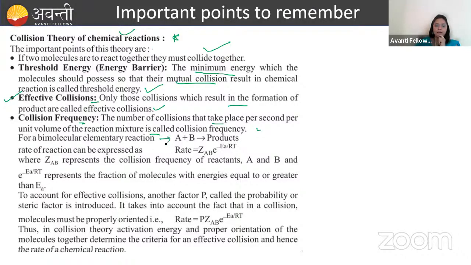Consider this simple reaction, when an A molecule and a B molecule collide together to give us a product. The rate of this reaction will be Z_AB times e raised to minus Ea by RT. And what is Z_AB here? It represents the collision frequency for reactant molecules A and B.